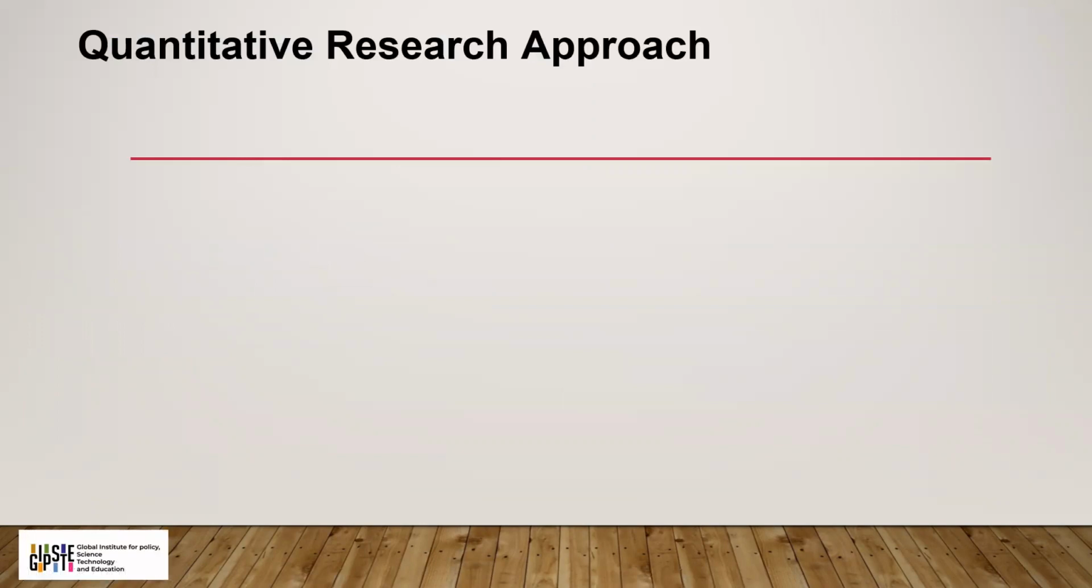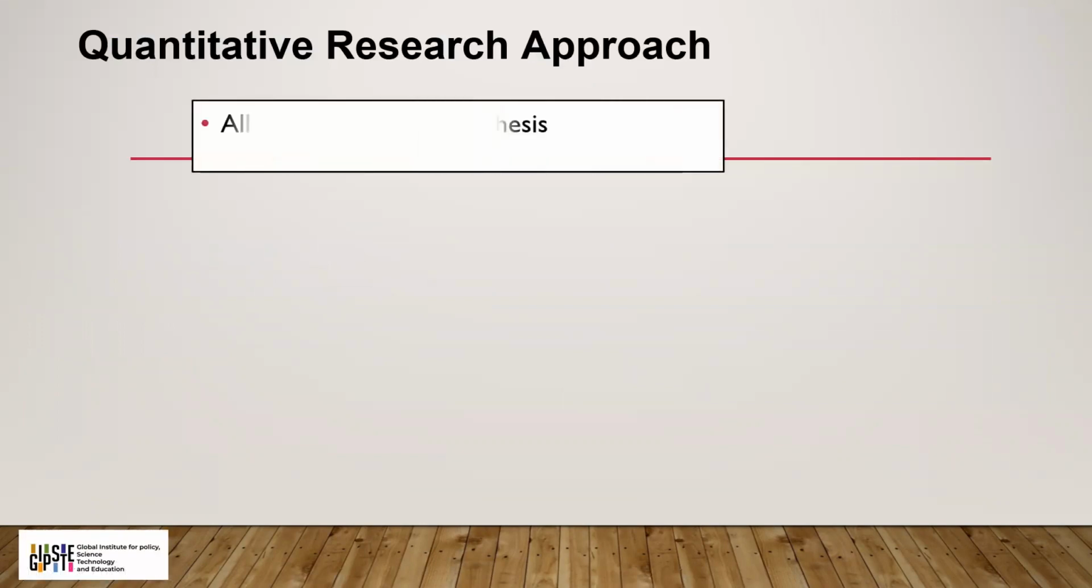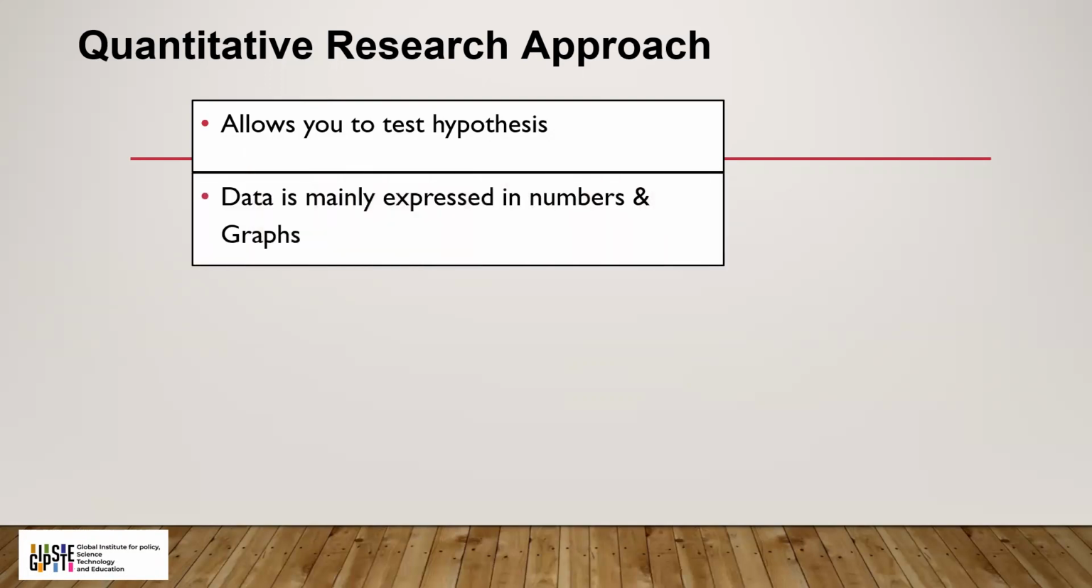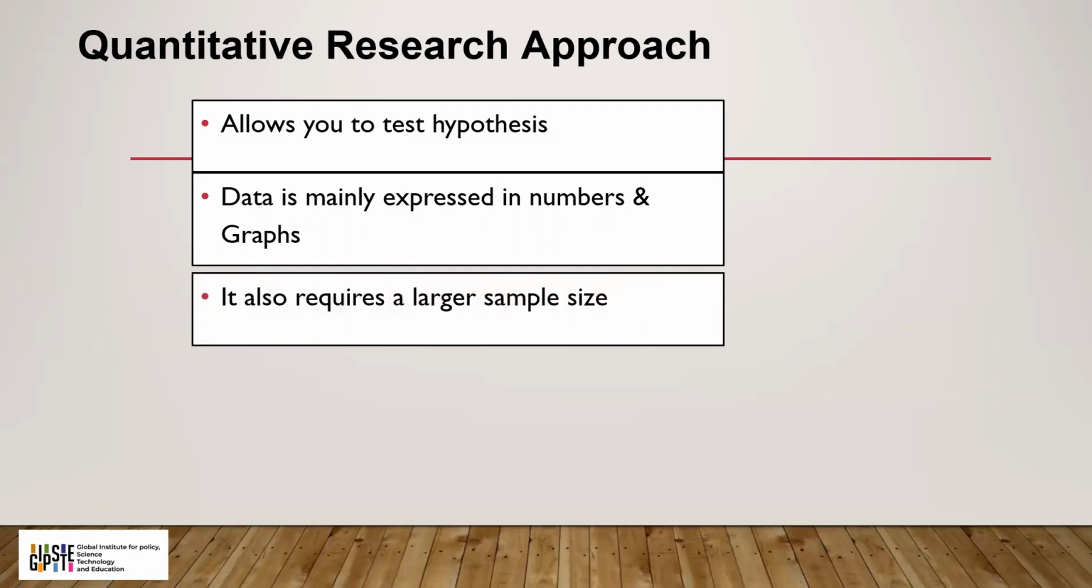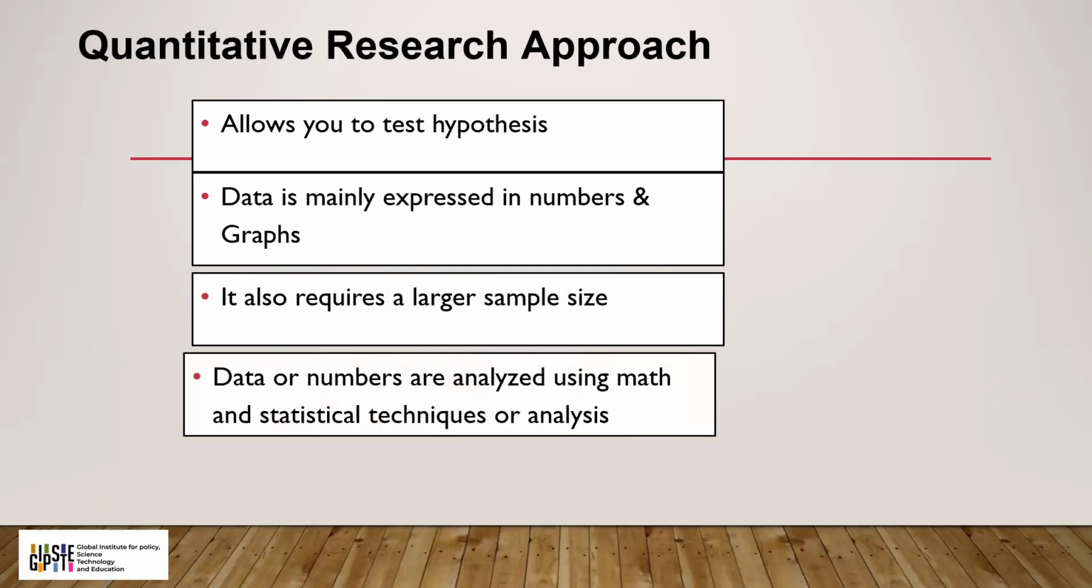Let's start with the quantitative research approach. What is it about? The quantitative research approach allows you as a researcher to test hypotheses using a sample from a given population. It also has data that are mainly expressed in numbers and graphs. It also requires a larger sample size. Data or numbers are analyzed using math and statistical techniques or analysis. So this is the brief about the quantitative research approach: what it is about and what it does.